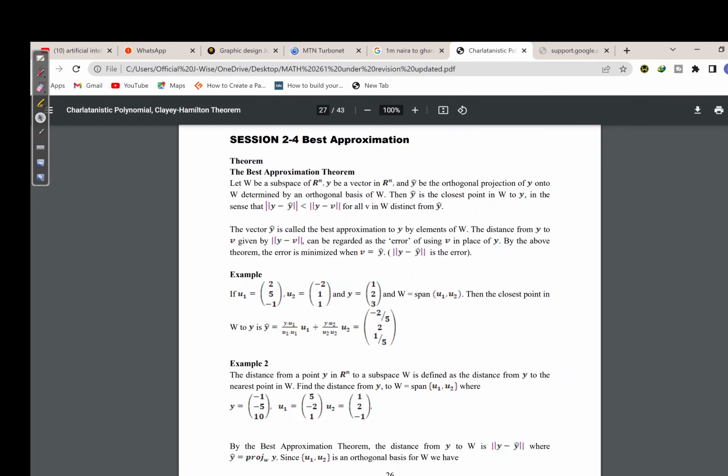Hello and welcome to this lesson in our study of linear algebra. Our topic for today is best approximation. So first of all, let's consider the best approximation theorem.